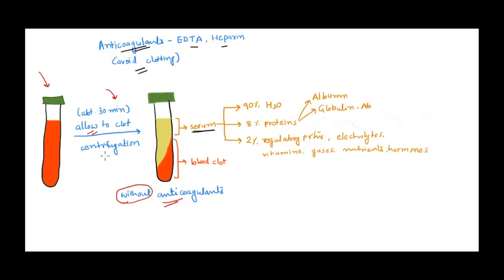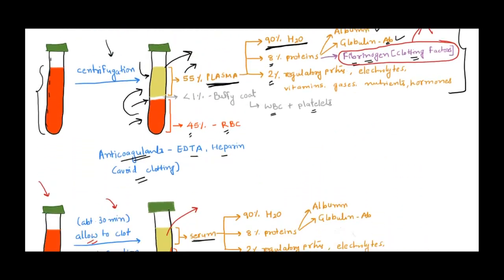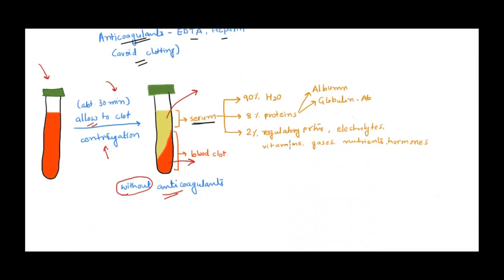And then when we centrifuge this blood sample, what we have is the blood clot that is separated at the bottom, and the top layer is serum. Now it is everything the same, but what is the difference over here? The difference is blood has clotted. So now this serum is devoid of this fibrinogen. Okay, everything else is same.